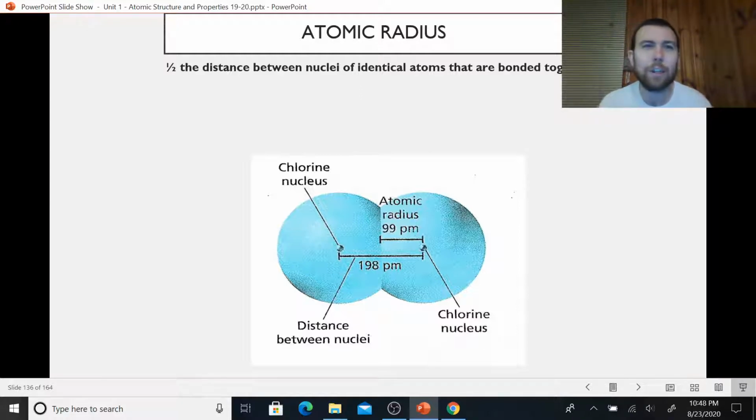Let's go. Half the distance between the nuclei of identical atoms that are bonded together is the definition of atomic radius. Now you can look at the image that we have here. We have two chlorine nuclei, and so you've got the distance from this chlorine nucleus to this chlorine nucleus. That's 198 picometers. But then the atomic radius, the individual radius of one chlorine atom, would be half the distance. So they go from nucleus here to the edge here, and that's roughly 99 picometers.